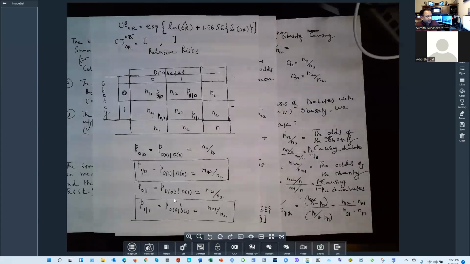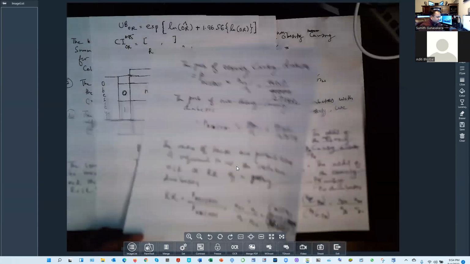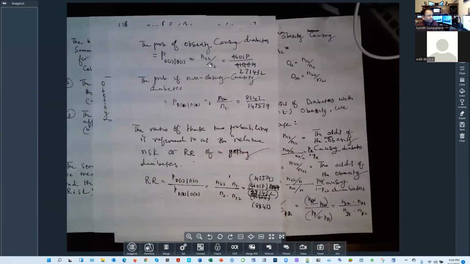Okay, look at now. I'm going to consider this one. That means what? You don't have obesity. You have a disease. That risk. You have obesity, you have a risk. So that ratio is called what? That ratio is referred to as, if you explain that on the probability of obesity causing diabetes, the probability of obesity is 1, this is also diabetes. The probability of obesity causing diabetes is how much?